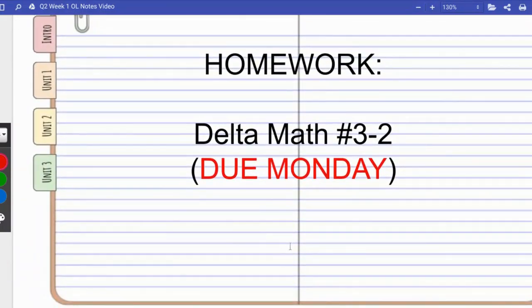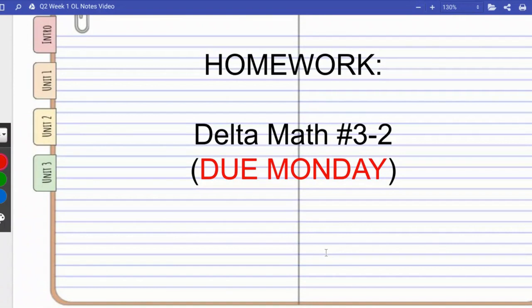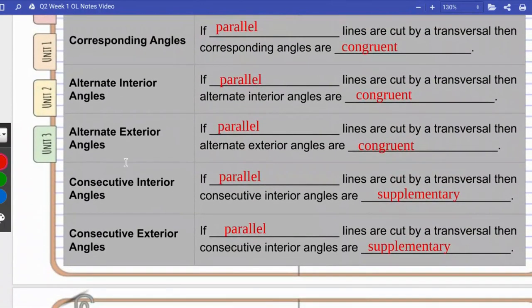Work on Delta Math assignment number 3-2. When you work on your Delta Math, you have to figure out what type of angles they are first. And then you have to figure out, do I set the equations equal to each other or do I add them together to equal 180?